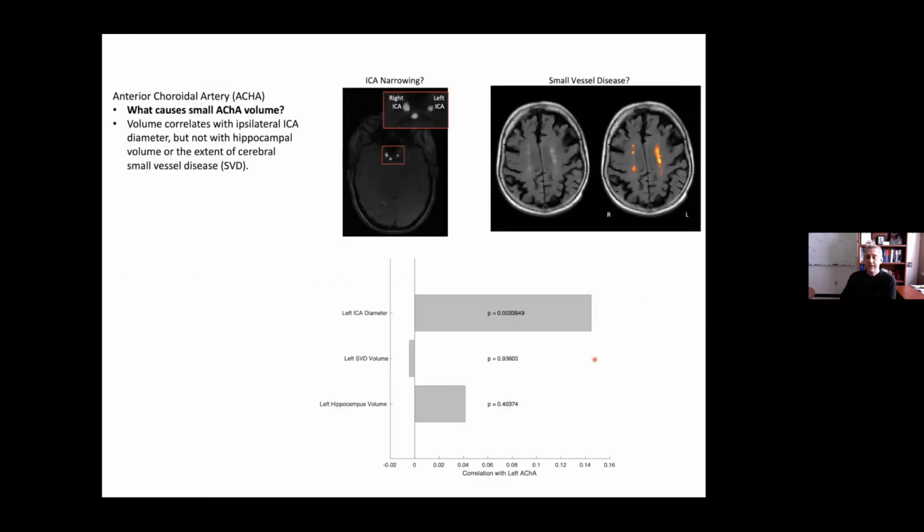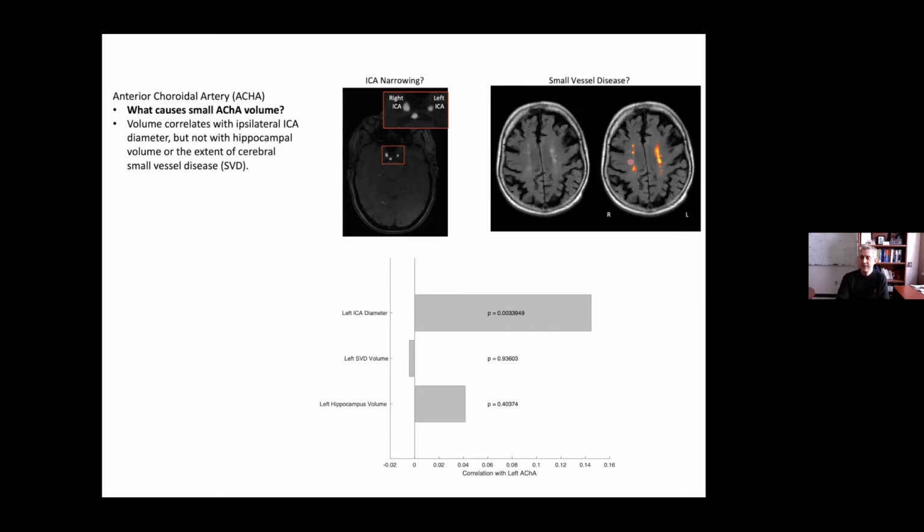So why is the ACHA small? One reason could be because its parent artery, the internal carotid artery, is small. So here's a subject who has a reduced luminal diameter of the left, but not the right. The other explanation could be cerebral small vessel disease. So these would be hyperintensities that are seen on FLAIR images. Maybe it's possible that that disease has taken hold of the left hemisphere relative to the right hemisphere.